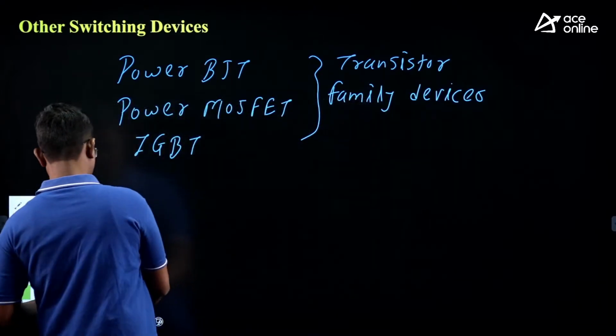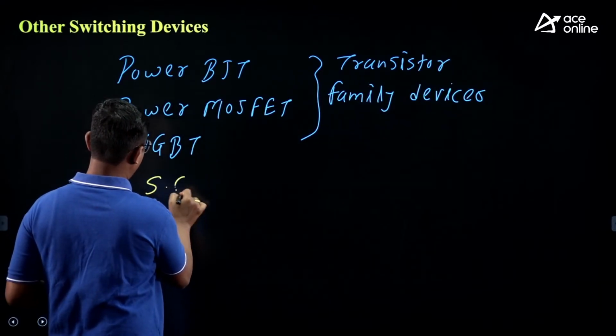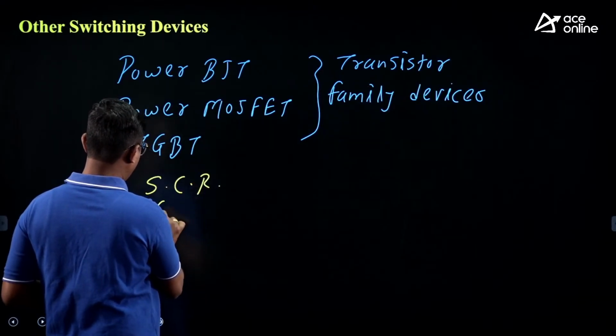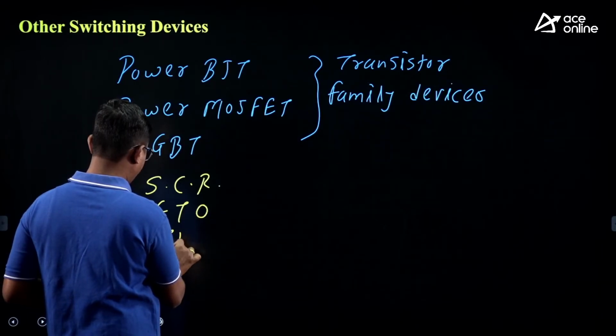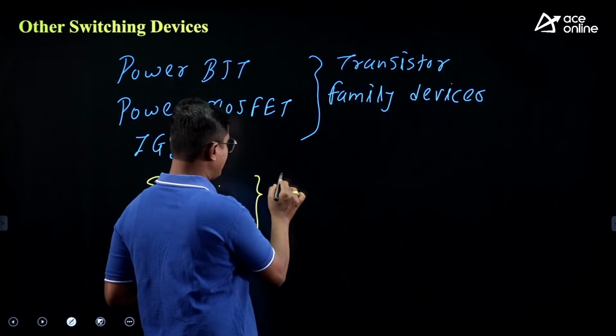Next, SCR, GTO, TRIAC. These are thyristor family devices.